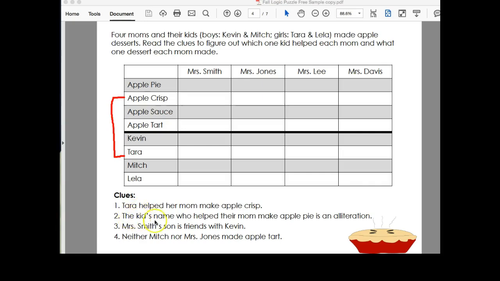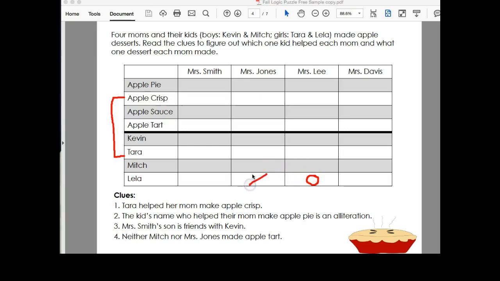All right, number two, the kid's name who helped their mom make apple pie is an alliteration. If you remember, an alliteration is when the first letter of each word is the same. So if we look at Kevin's name, is there a last name that starts with a K? No. So then we move on to the next one. Tara, is there a last name that starts with a T? No. Is there a last name that starts with M? No. How about L? There it is. Leela Lee. So we put a circle here because we know that Leela's last name is Lee.